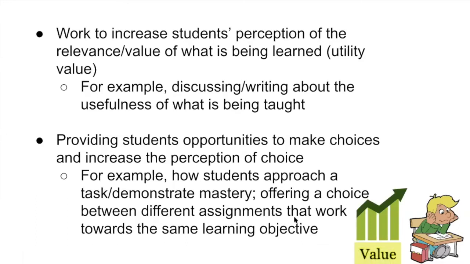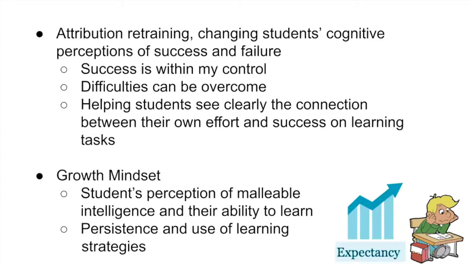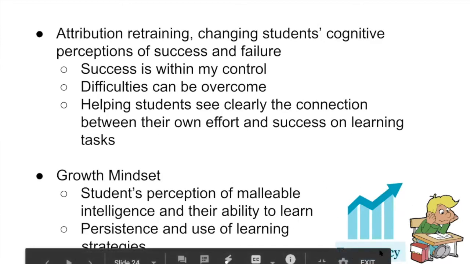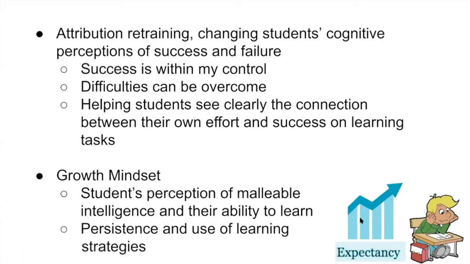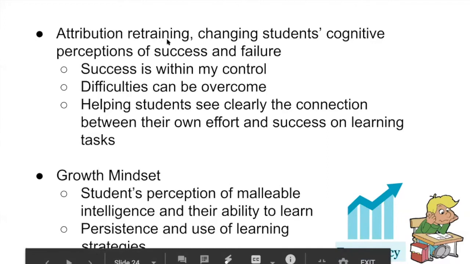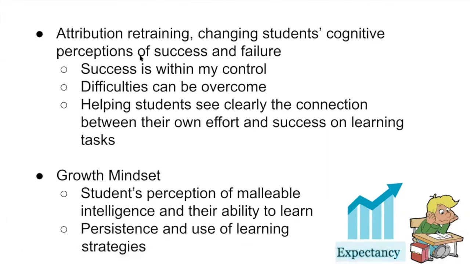I'd love to see what you're able to put together. It might also be, though, that we need to work on boosting that student's or all of our students' expectancy. And this is a really important and challenging thing to do, where we go to attribution retraining, or we start to work to change kiddos' cognitive perceptions of what we mean by success and failure. All of us need to work to change our mindset, including our students, that success is within our control.